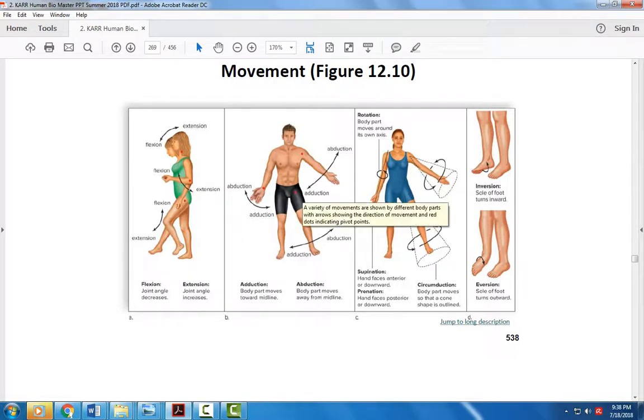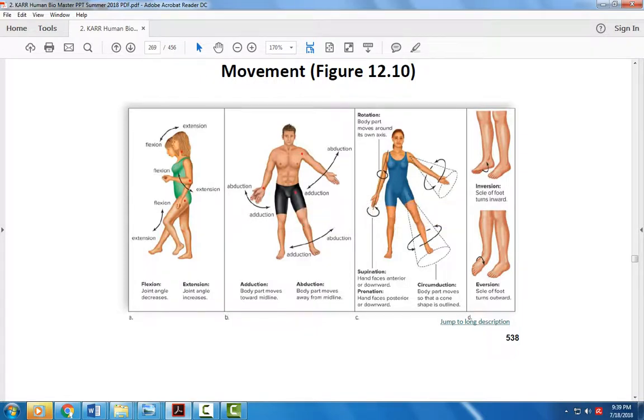No, let's start here. When I move in this direction, we call that adduction. So we're moving the body part toward the midline. So if you put your hands out to the side and you bring them down against your body, that's an adduction movement. Abduction means we're moving the body part away from the midline.